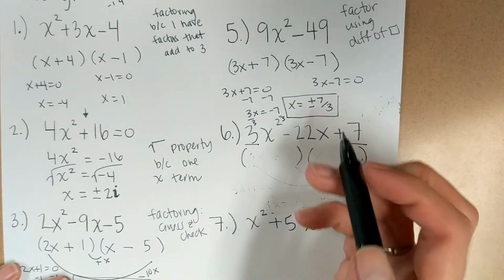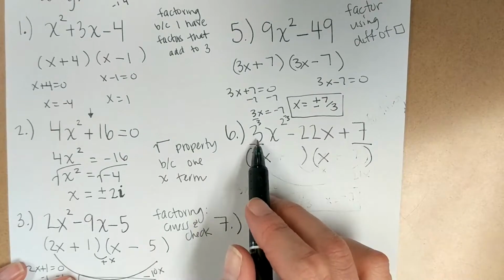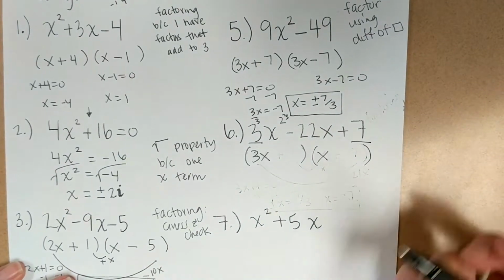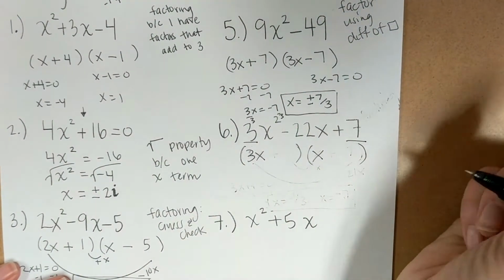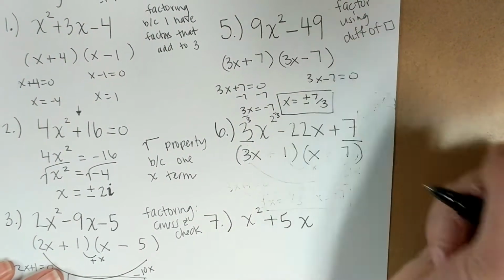Now, because this is a prime number, I would have to start with 3x here and x here, because 3x times x is the only thing that's going to be 3x squared. 7 is also a prime number, which means that these have to be 1 and 7 somehow. I'm just going to try by plugging in a 1 there and a 7 here.